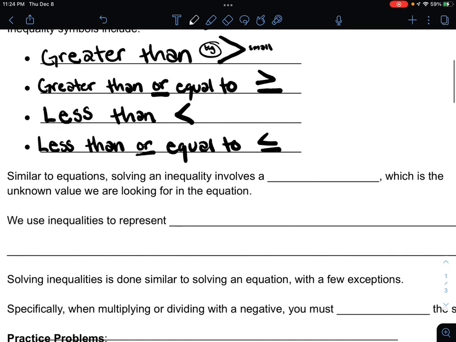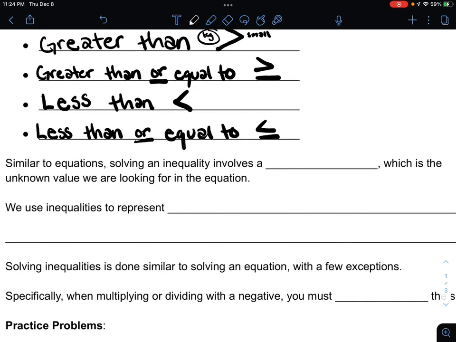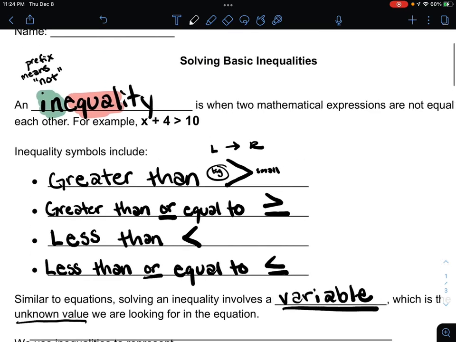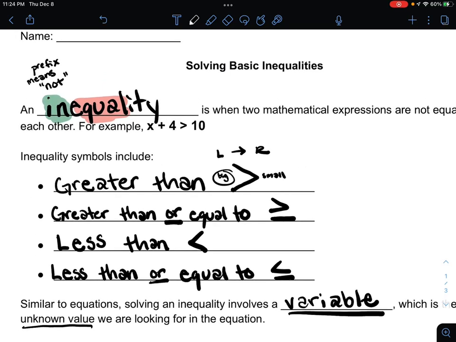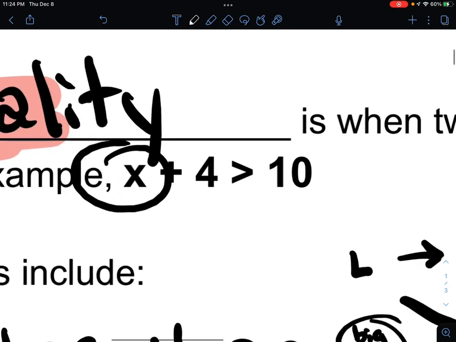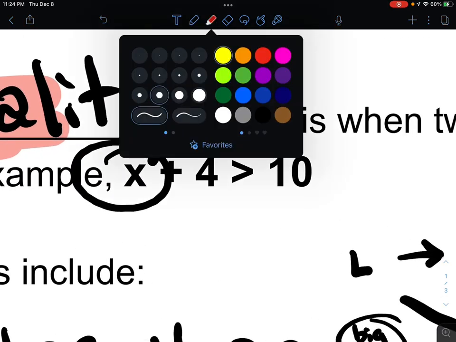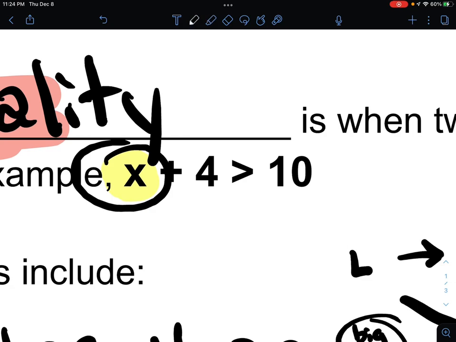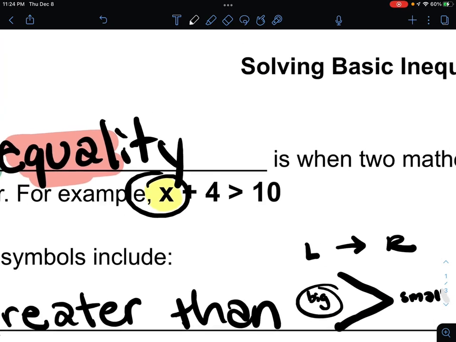Now, similar to equations, solving an inequality involves a variable. Remember, a variable is the unknown value we are looking for in the equation, or in this case, the inequality. So when we were doing equations, the variable is the unknown value. It's still the same thing here, right? I have this x, this thing that I don't know what it is, and that we're trying to figure out: what is x, or what could x be? That's our variable.